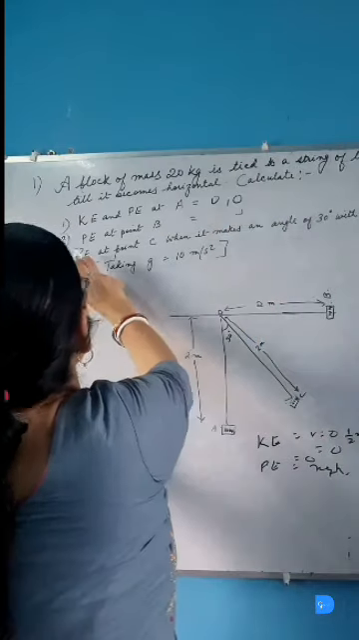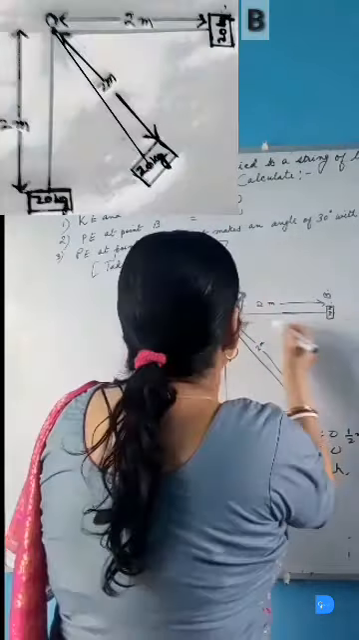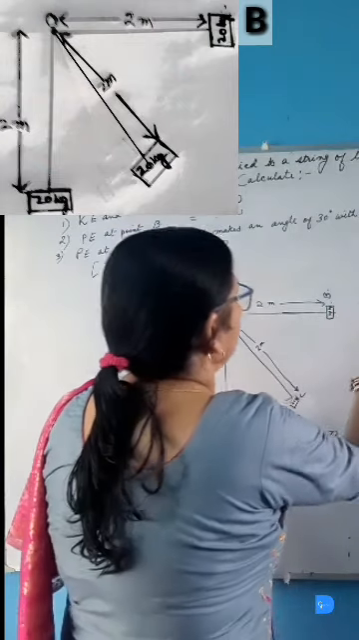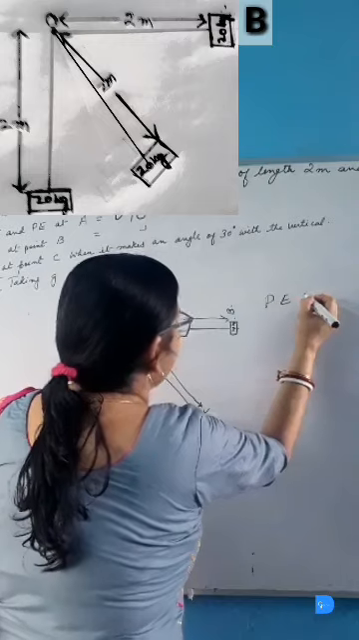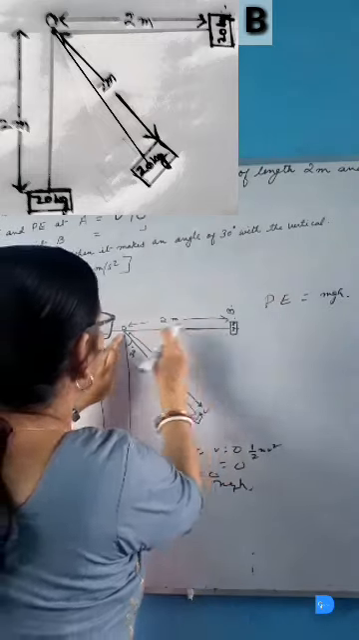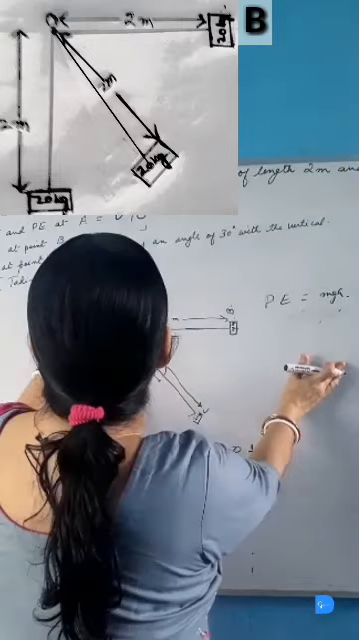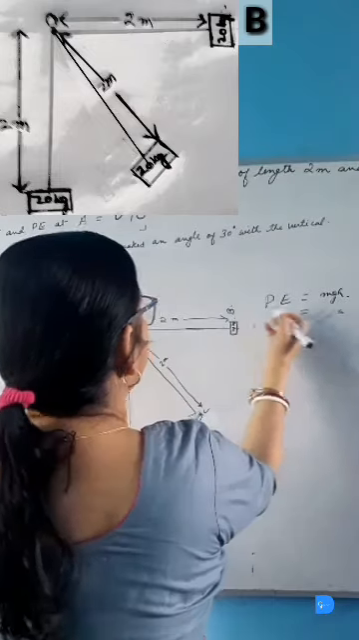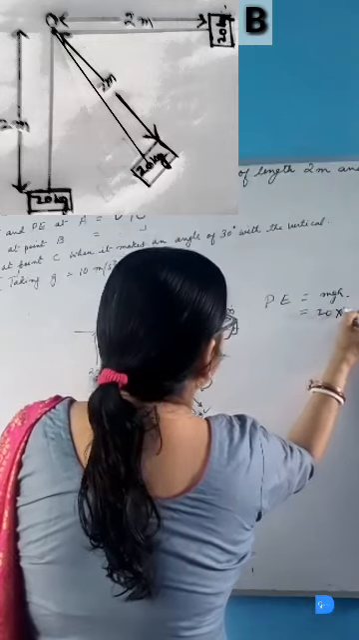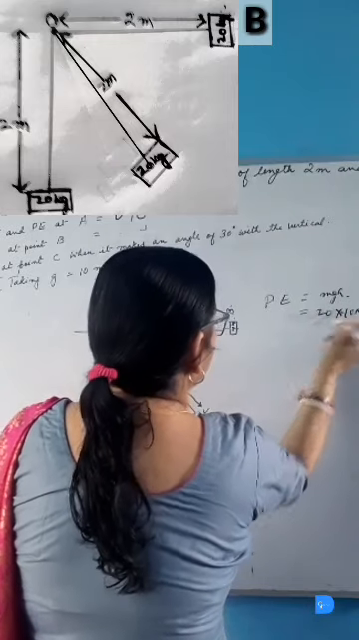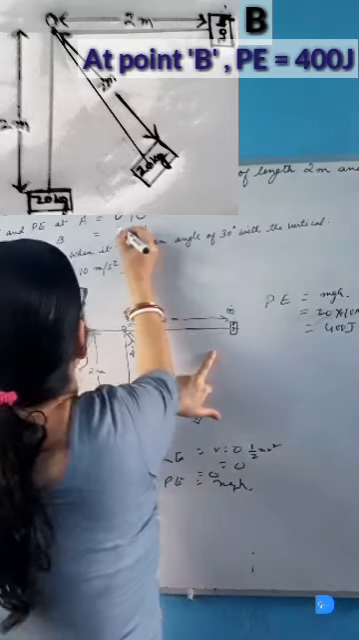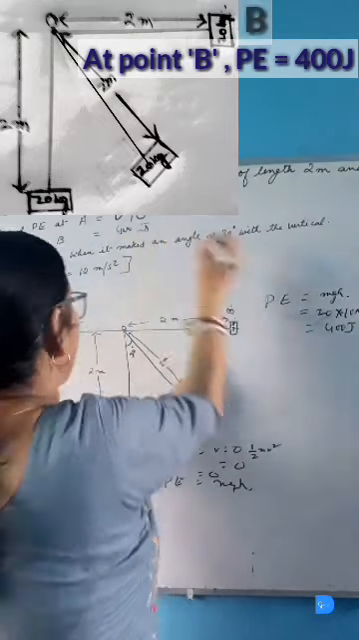Now second point, potential energy at point B. At point B, this block has been lifted to its greatest. So the potential energy is also maximum at point B, and the height is 2 meter. Here we will take g is equal to 10 meter per second square. So here the potential energy will be mass 20 into g 10 into 2 is equal to 400 joule. Thus at point B there is 400 joule of potential energy of this block.